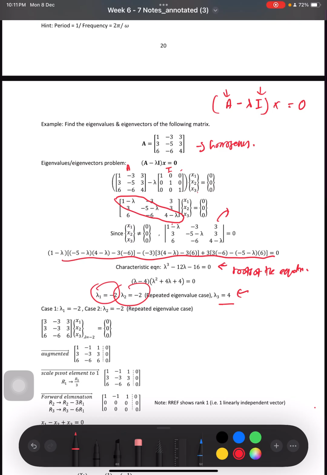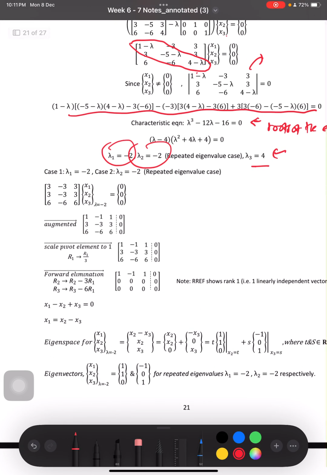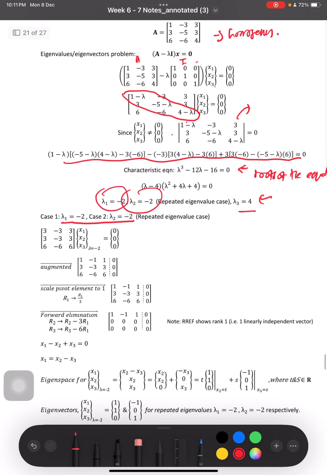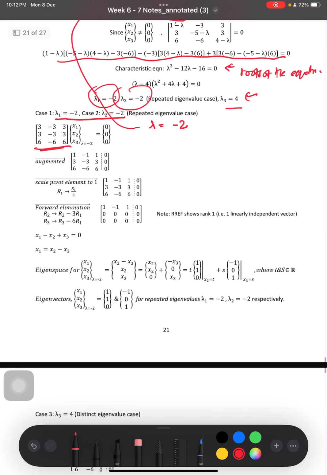So you solve the eigenvalues one by one, that is case 1 and case 2, which is negative 2. You replace back the value of lambda here. Now the lambda is negative 2, so you replace it here and here, and therefore you get this value. You can augment it like this and solve it using forward elimination, as we covered during week 6. At the end you will get this kind of equation.